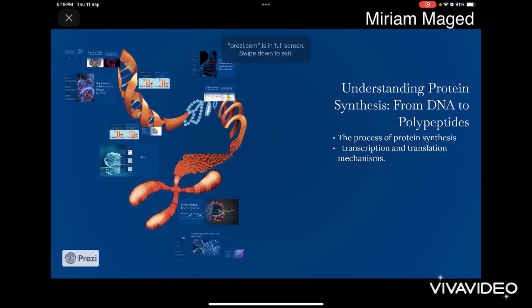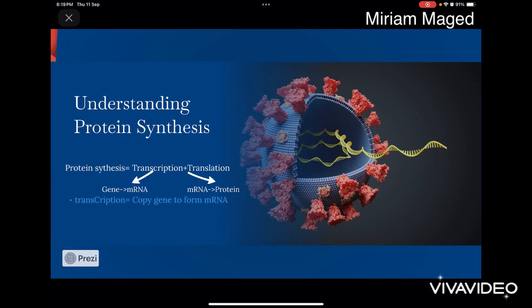Hello, today we're going to explain protein synthesis. So, protein synthesis consists of two steps, transcription, then translation. Transcription involves the conversion of gene to mRNA. Translation involves the change of mRNA to a protein, in which mRNA is translated.